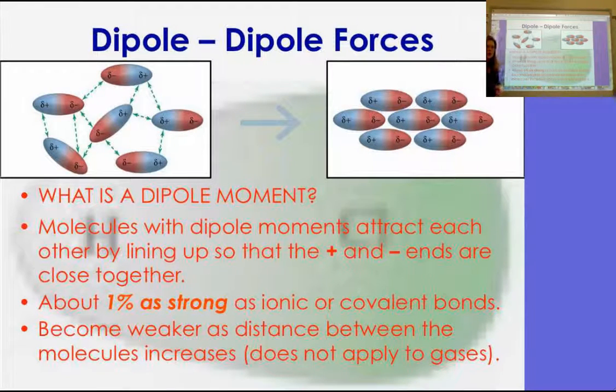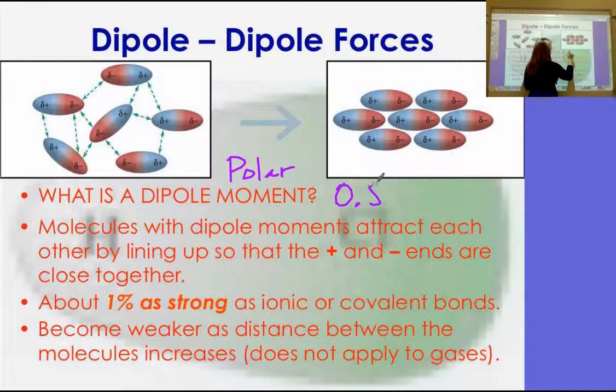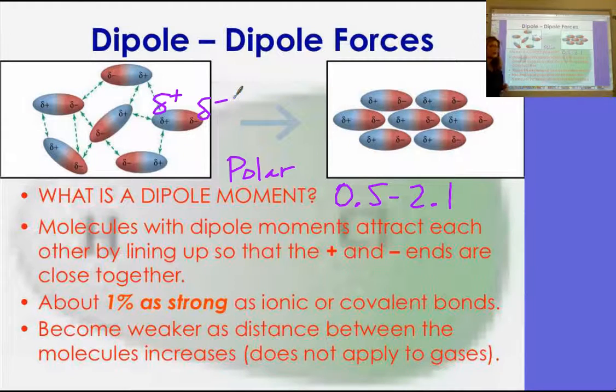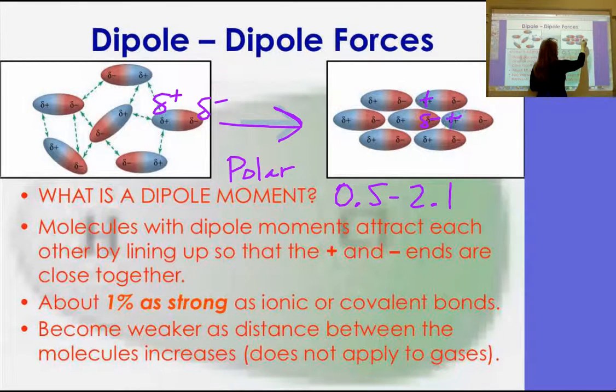Dipole forces. What was a dipole moment again? It has to be a polar molecule. Our bonds have to be between 0.5 and 2.1. It has to be asymmetrical. So now I have these partial positive and partial negative ends to my molecule. What's going to happen is they're going to line up so that each partial negative is surrounded by partial positives. Again, just like a magnet.